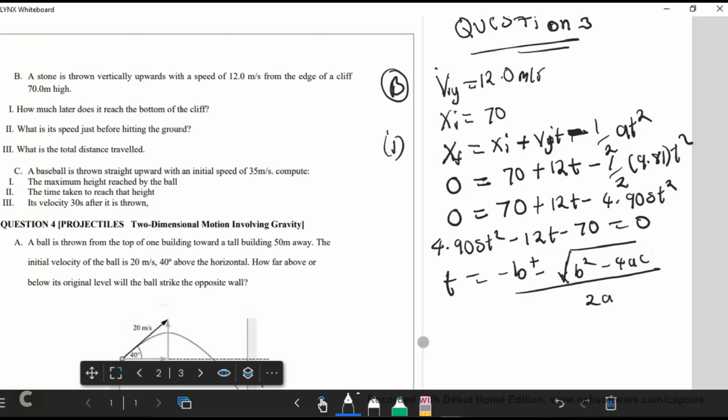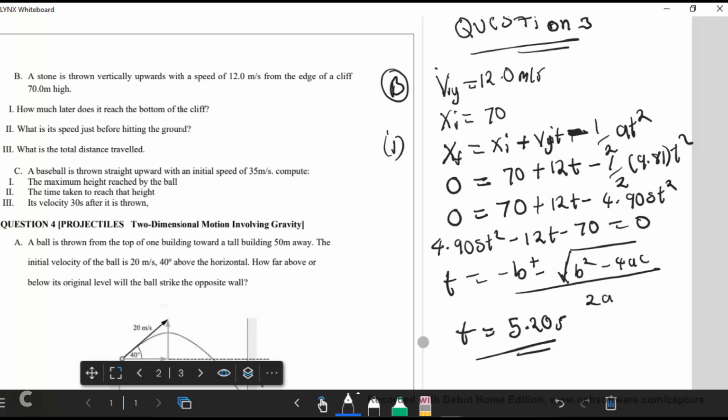So now when you calculate everything, you will find that your answer is supposed to be 5.20 seconds after using this formula. So that will be your answer. So let's go on. That's question B1.